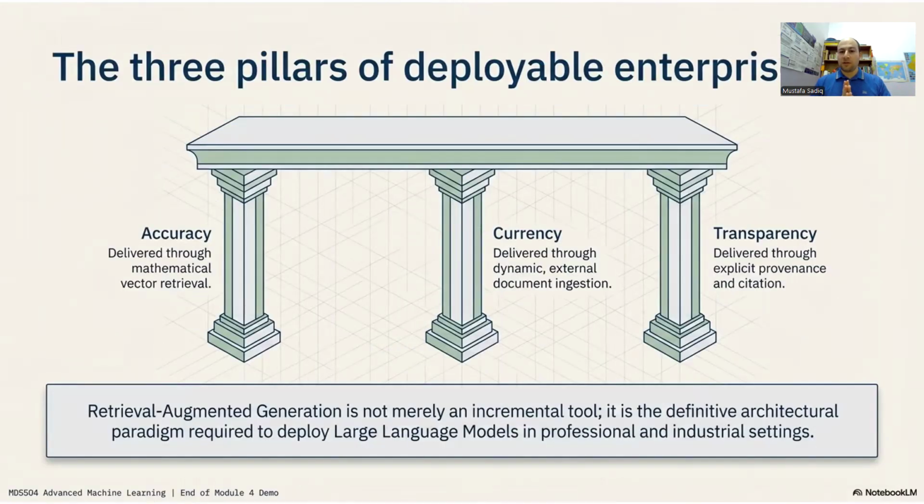Finally, the three pillars of deployable enterprise systems mean that you can now deploy large language models within your company by ensuring accuracy, which is delivered through the mathematical vector retrieval, currency, which is delivered through the dynamic external document ingestion, and transparency, which is delivered through the explicit provenance and citation. So retrieval augmented generation is not merely an incremental tool, it is a definitive architectural paradigm required to deploy large language models in professional and industrial settings.